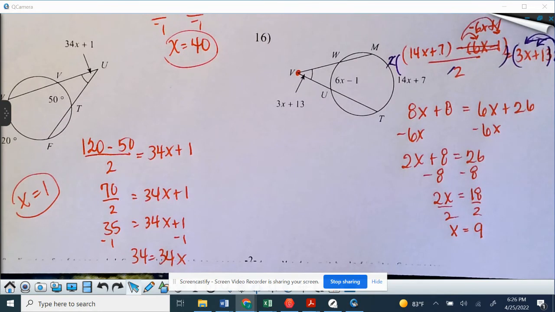So again, when the angle is on the outside, you subtract the 2 arcs that are intercepted, divide by 2, and you'll get that outer angle.